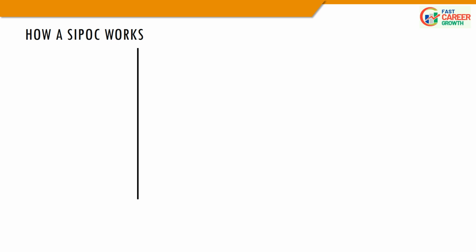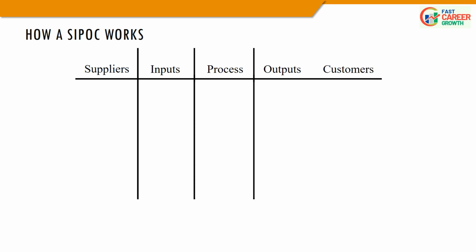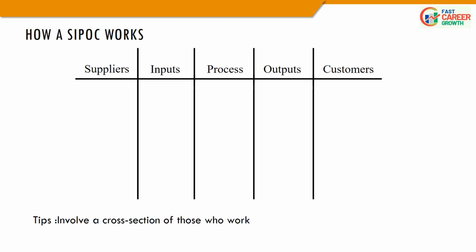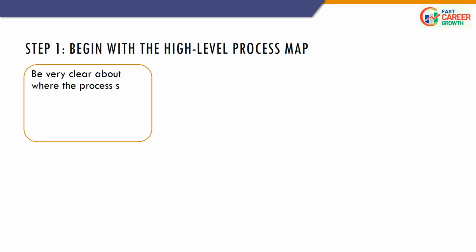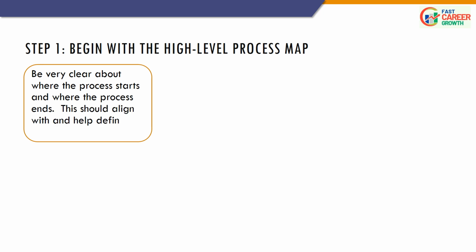First, draw a matrix or table where you put supplier, inputs, process, outputs, customers in different columns. Here, involve a cross-section of those who work with the process to create the diagram. Step 1. Begin with the high-level process map. First, be very clear about where the process starts and where the process ends. This should align with and help define your project scope.